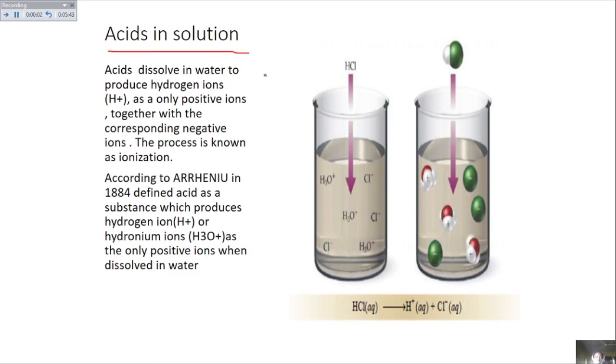Now, acids in solution. What happens when you dissolve acid in water? Acid dissolves in water to produce what we call hydrogen ion as the only positive ion, together with the corresponding negative ion. This process is known as ionization. Therefore, when we are talking about ionization, we are talking about the process of generating ions, which happens when acid is dissolved in water.